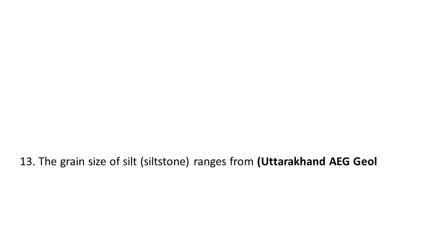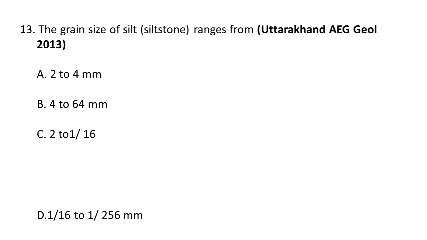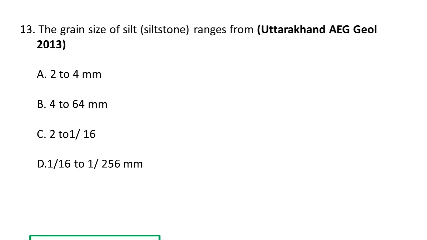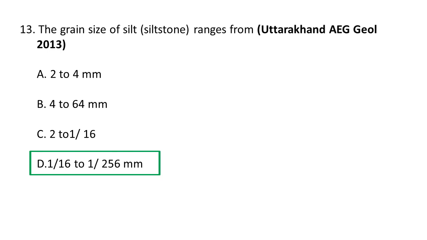Next question. The grain size of silt or siltstone ranges from, the choices are A. 2 to 4 millimeters, B. 4 to 64 millimeters, C. 2 to 1/16 millimeters, and D. 1/16 to 1/256 millimeter. The grain size of silt is around 1/16 to 1/256 millimeters. D is the correct option.